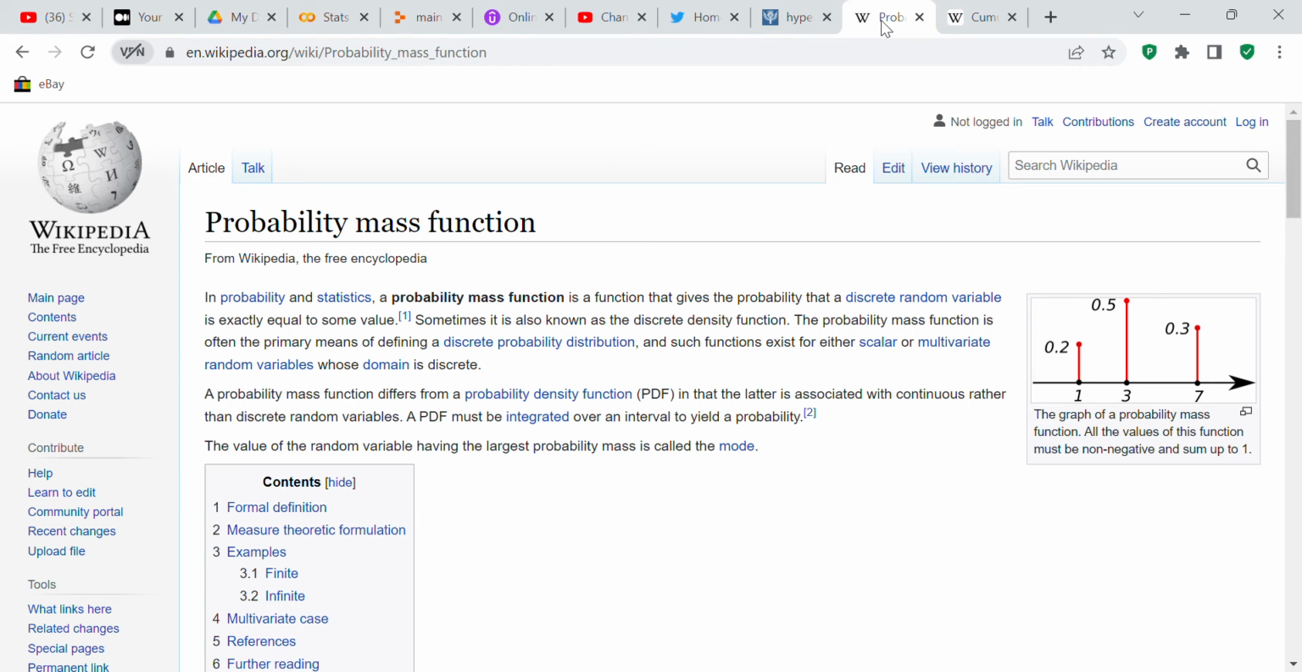A probability mass function differs from a probability density function in that the latter is associated with continuous rather than discrete random variables. A probability density function must be integrated over an interval to yield a probability. The value of the random variable having the largest probability mass is called the mode. So that's one thing that we're going to be talking about when we do the formulas.